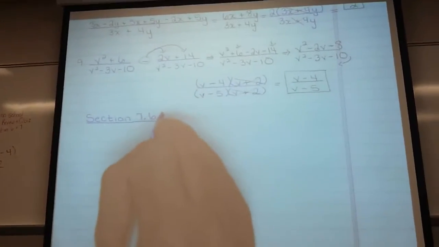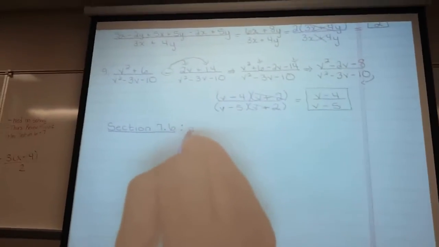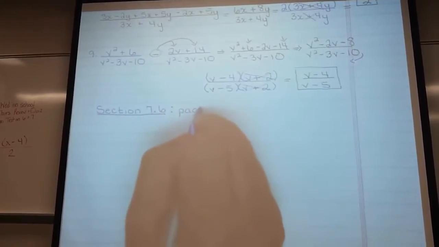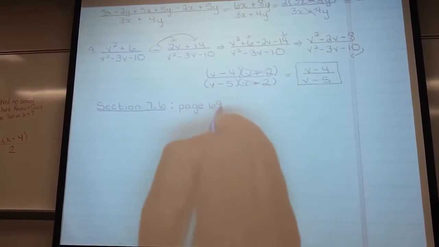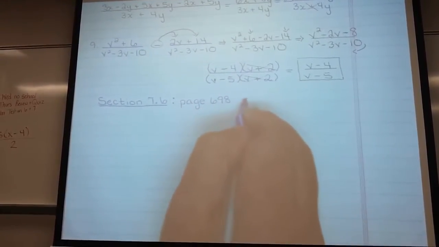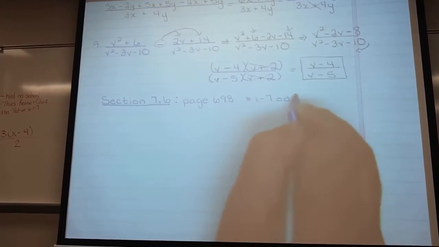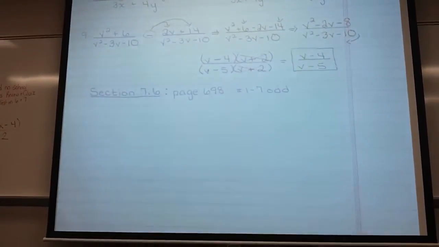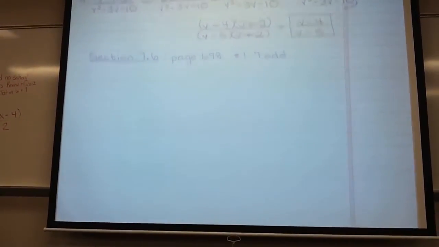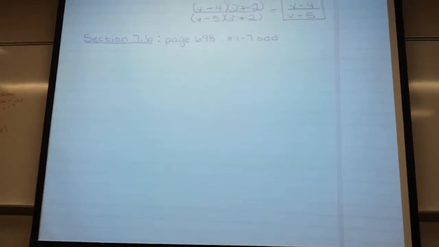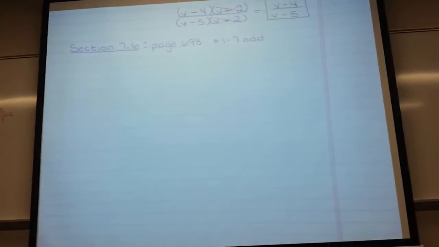In 7.6, it's on page 698. And all I need you to do is 1 through 7 odd. It's a very, very short assignment. 1, 3, 5, 7. Yep. That's all we have to do. But I'm going to give you some practice problems so you can see what they look like.